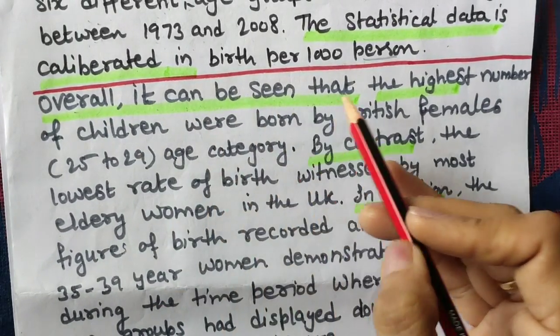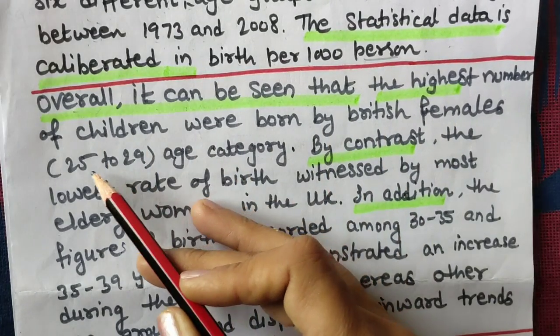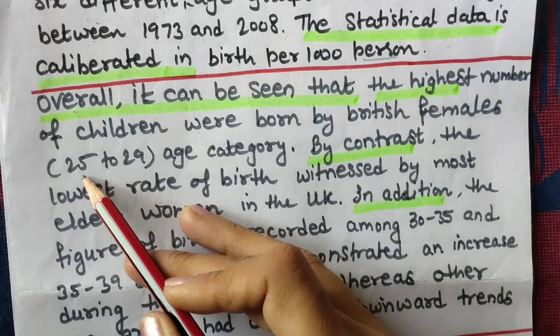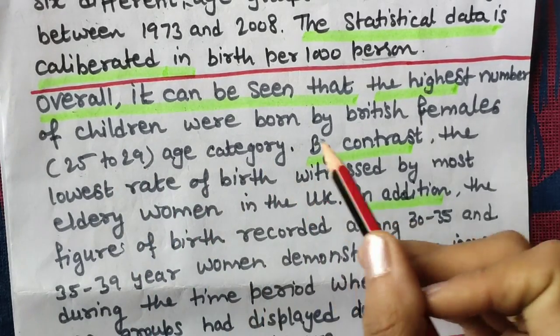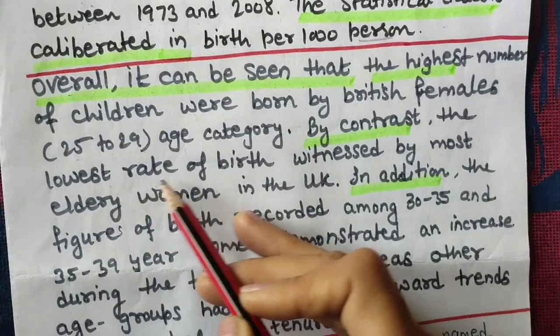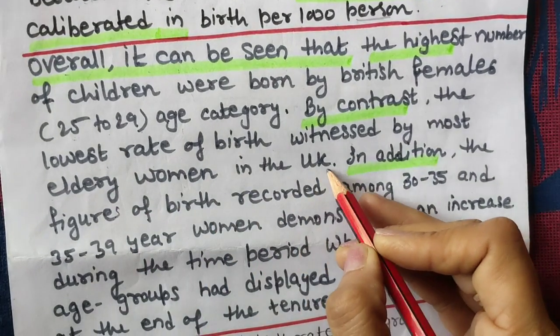Overall, it can be seen that the highest number of children were born by British females. Now I have just given this group name in brackets, the 25 to 29 age category. By contrast, the lowest rate of birth was witnessed by the most elderly women in the UK.